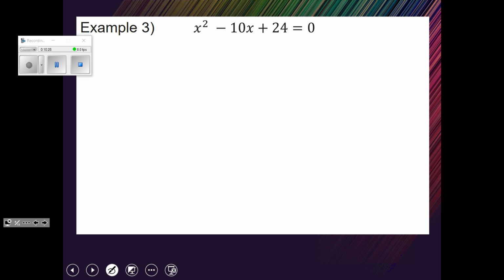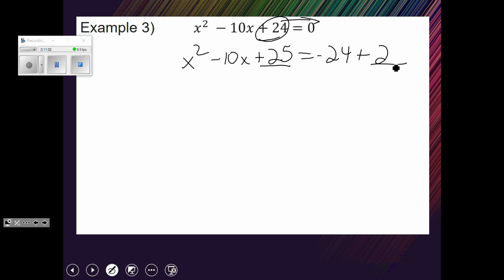So my question is, is this one a perfect square trinomial? What needs to be at the end? 25. How do you get that magic number at the end? You take half of 10, which is 5, and then square it and get 25. So what do we need to do with this 24? Throw it away, okay? We need to move him over and replace it with something that will be a perfect trinomial. And I do agree 25 is the magic number, okay? 25. And if I add 25 on this side, then I need to add 25 on that side. So far, so good.